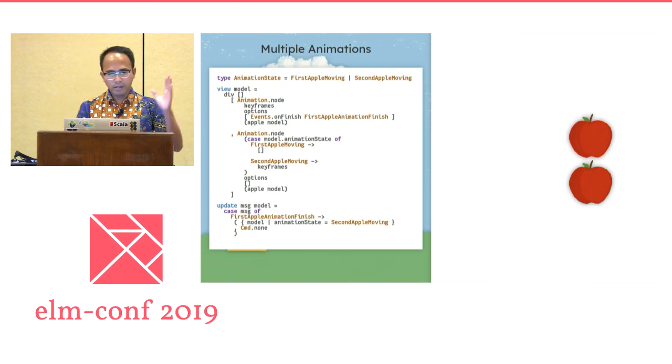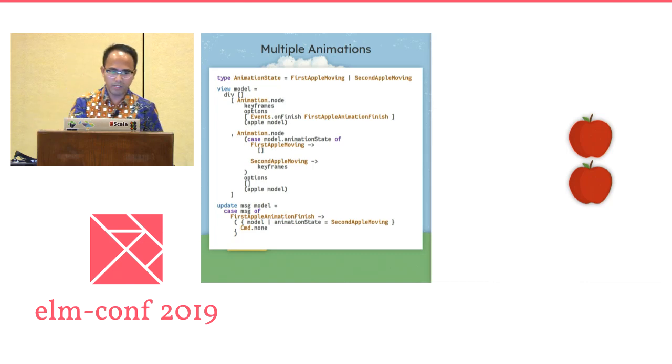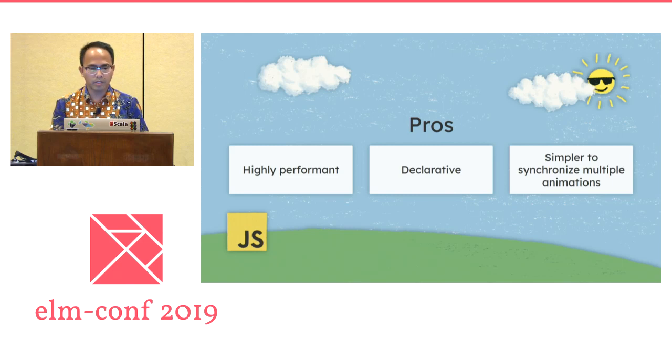So I think the code looks better. You can definitely follow along quite easily what's going to happen. And the pros of this approach is that it's highly performant because it uses the same browser animation engine. And it's declarative. You see the code, you know what's going to happen. And now we simplify the way we synchronize both animations, because we can listen to animation events from the element that we animate.